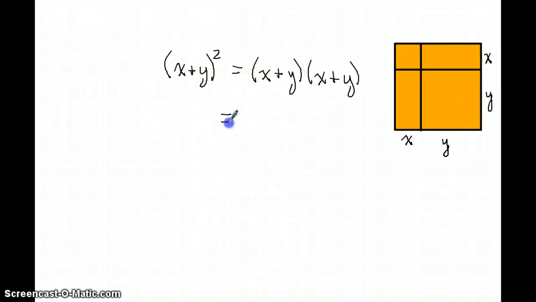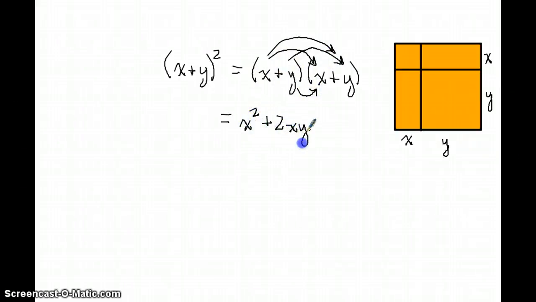While I come back over here and FOIL a bit, x times x, y times y, x times y, all that stuff, I get x squared plus 2xy plus y squared. Or if you look at the picture, this little square down here, there's your y squared. This little square up here is going to have an area of x squared. Remember, these are lengths down here, and I'm writing in the areas on the inside.